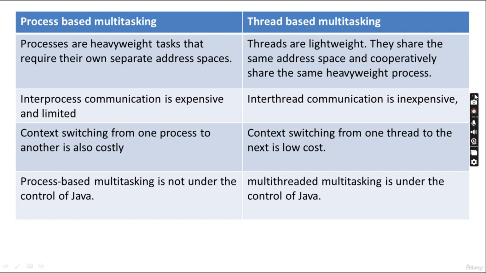Because for context switching, each program is a different thing. Each process is a different thing, and switching between them is very costly. Context switching from one thread to the next is low cost because it is contained in the same address space. They share the same address space and have the same process in execution.